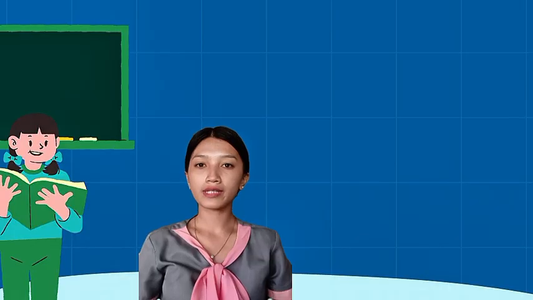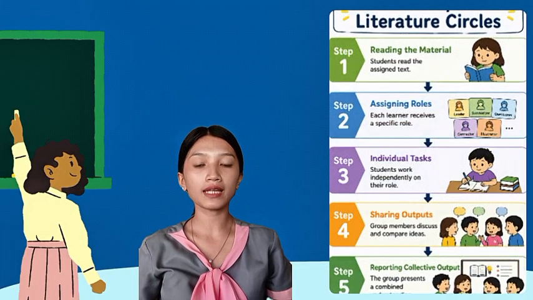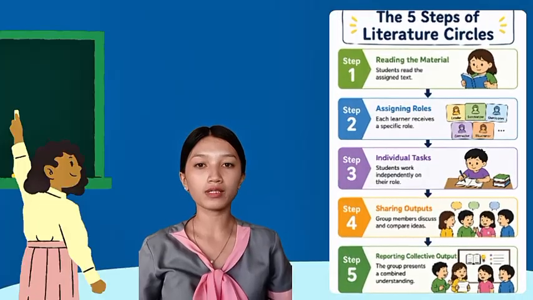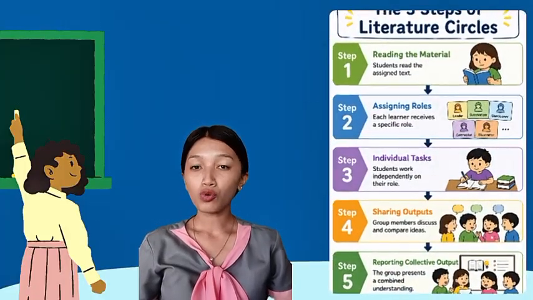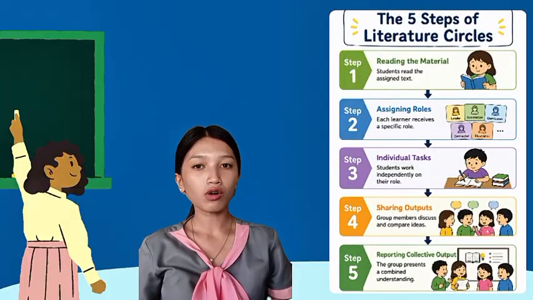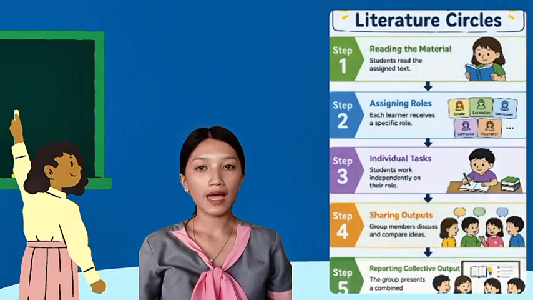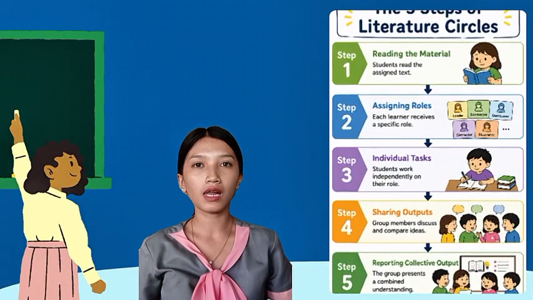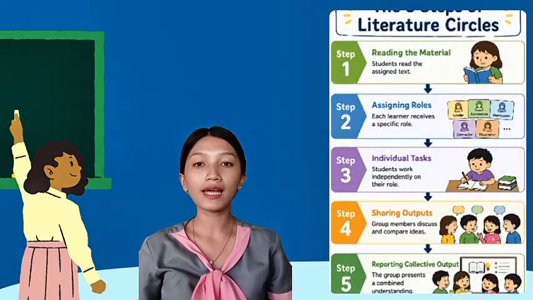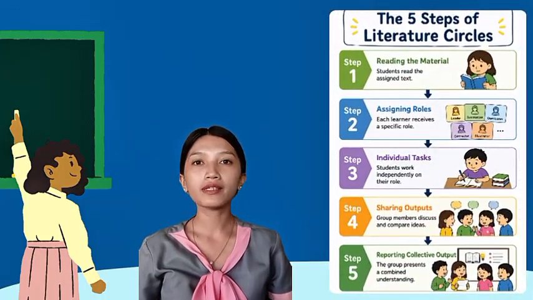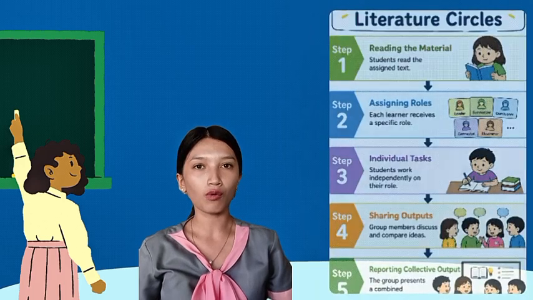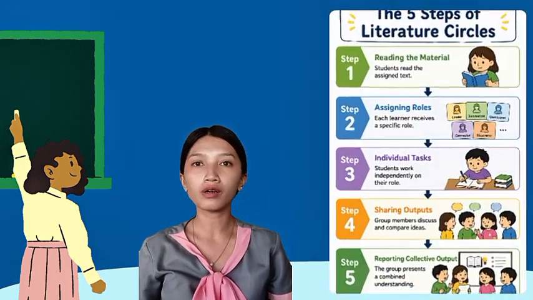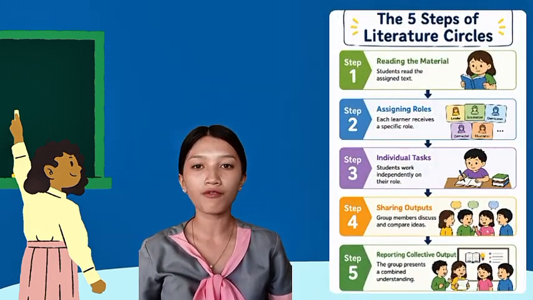To really understand how literature circles work, I have here presented the steps in doing this strategy. After assigning them into groups and forming them into circles, you can do these steps. So the first step is reading the material. Students read the assigned text carefully. The second one is assigning roles. Each learner receives a specific role.